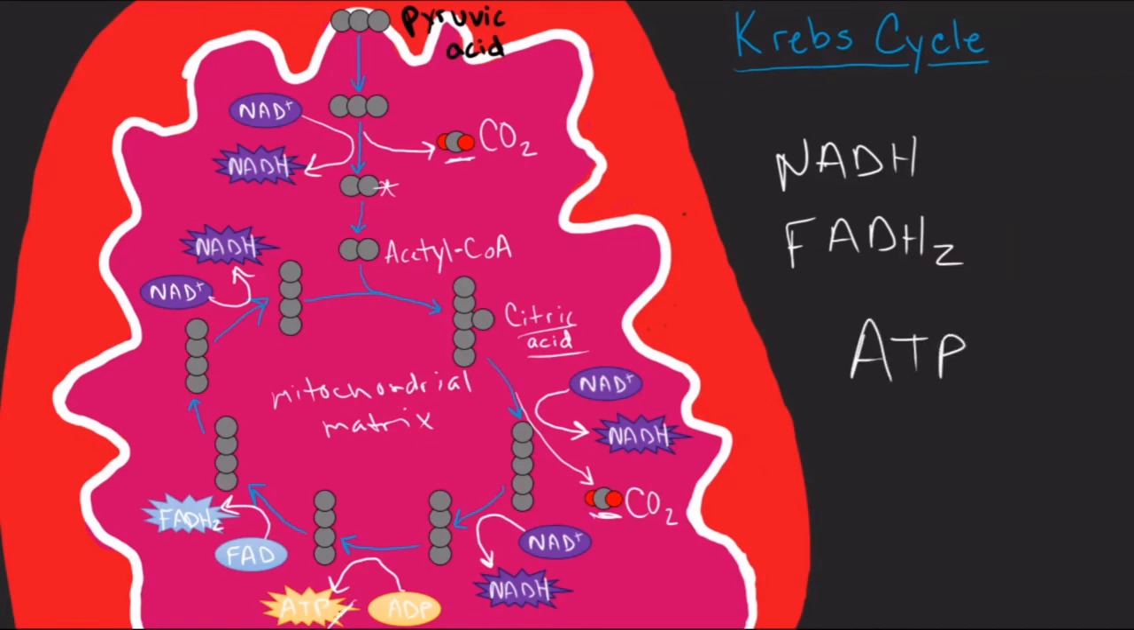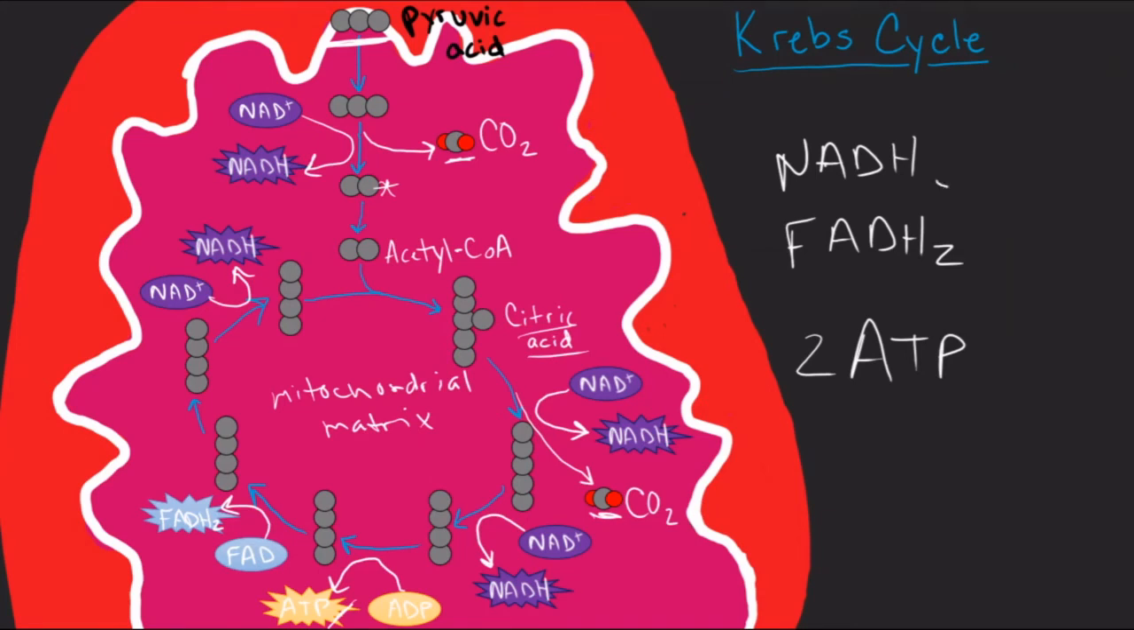Okay, so it occurs in the mitochondrial matrix, and we're going to get a net gain of 2 ATP from this as well, per 1 glucose molecule. However, you'll notice this all starts with just 1 pyruvic acid up here at the top, but remember we got 2 of those from glycolysis, so we'll get 2 turns of this cycle.